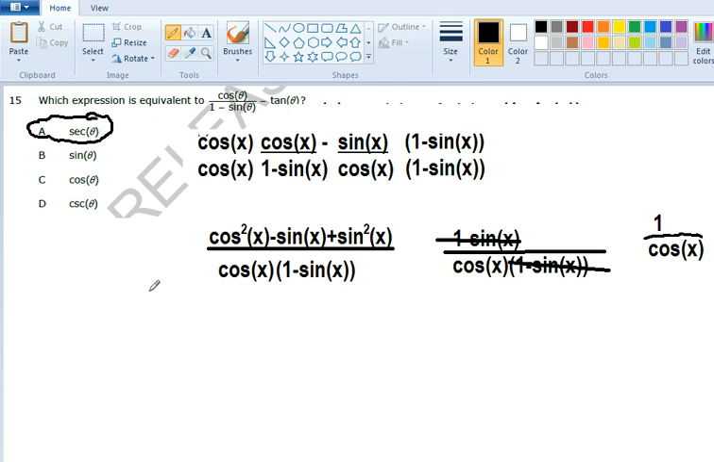If you had no idea, you could try typing this in your calculator, but again, that's very far from ideal. And you still have to know that secant is 1 over cosine and cosecant is 1 over sine. But that is very far from ideal. Hopefully you can use your trig identities to get this.